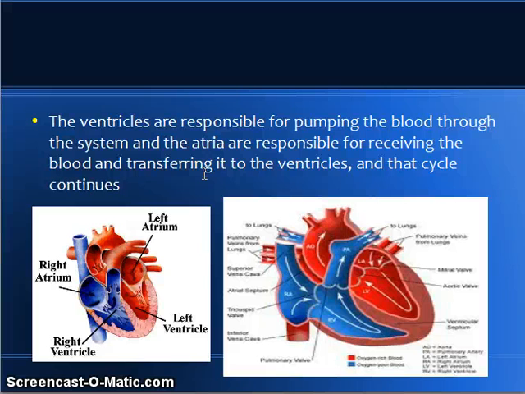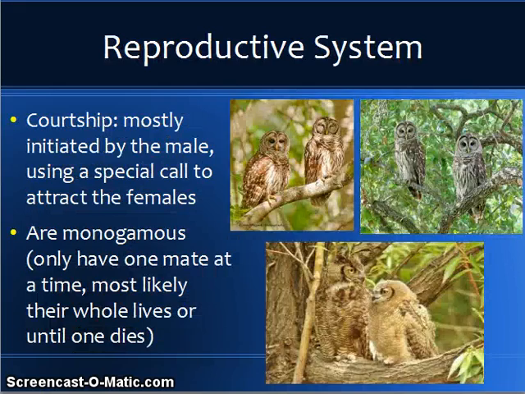And basically, the blood goes from the ventricles all through the body to the atria, and then from the atria to the ventricles, and it just keeps on going like that. Let's move on to the reproductive system.